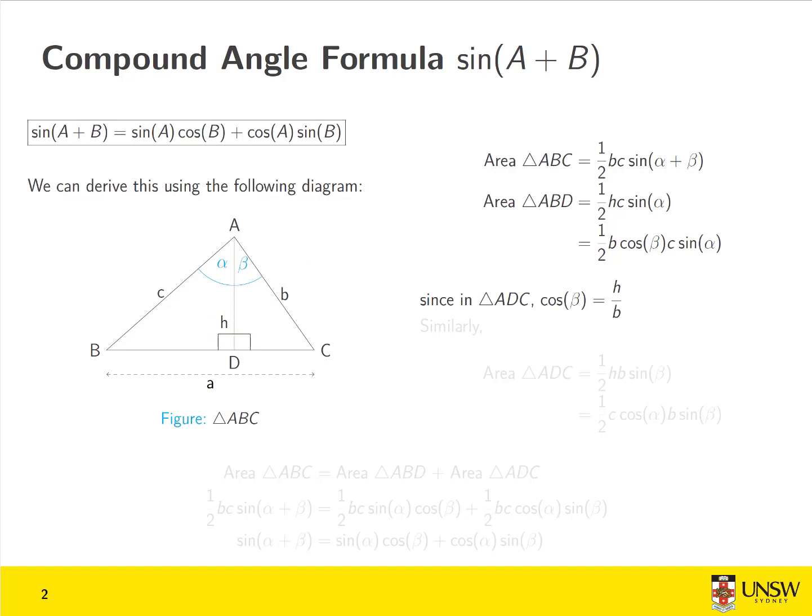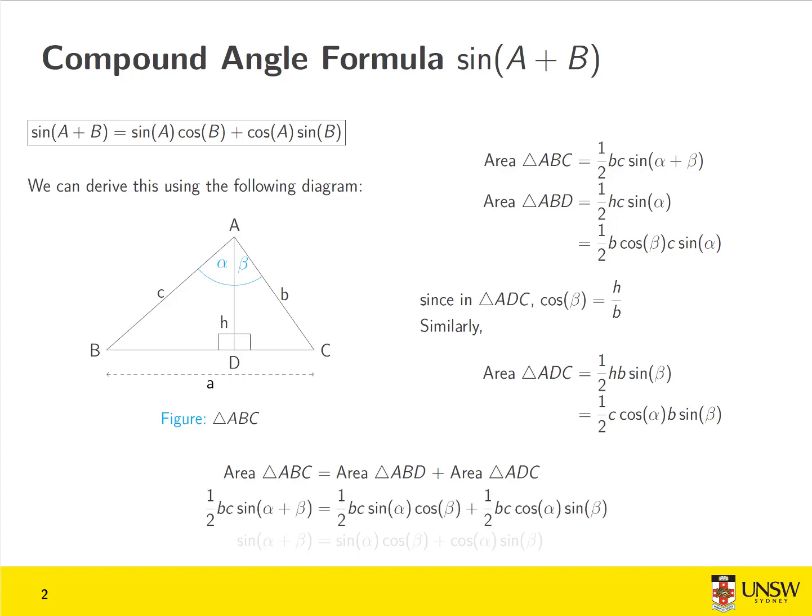In the same way, we have that ADC's area is half HB sine beta. This time H can be replaced with C cos alpha, as seen in triangle ABD. Putting these together, we know that the area of the original triangle is the sum of the areas of the two smaller triangles, which can be expressed algebraically like this. Cancelling this through by the non-zero half BC gives us the compound angle formula that we wanted.